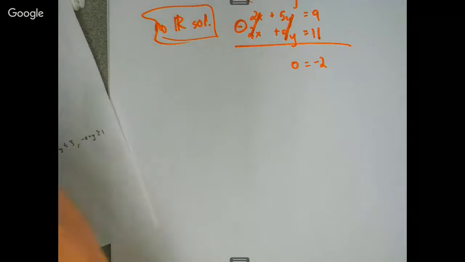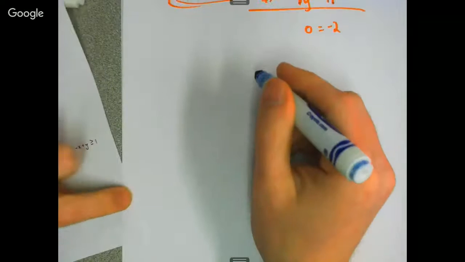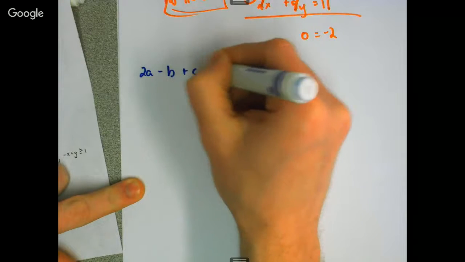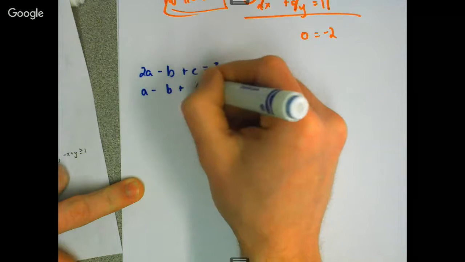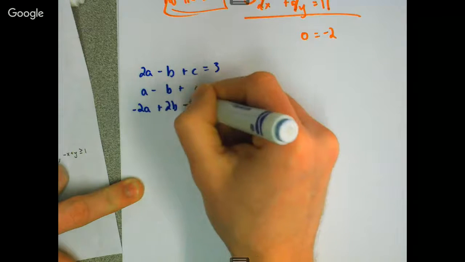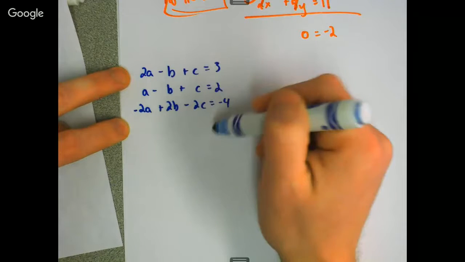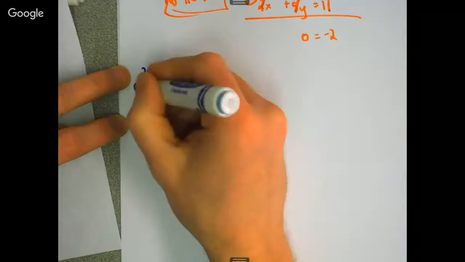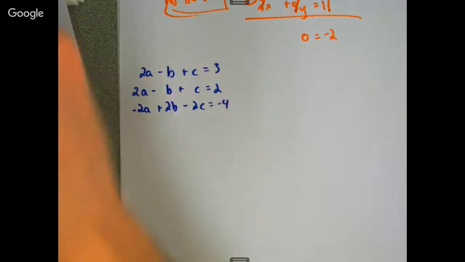All right, number 7 here. Number 7 is going to be a little tricky. So I'll have 2a minus b plus c equals 3. A minus b plus c equals 2. Negative 2a plus 2b minus 2c equals minus 4. Again, we want to cancel one variable out of everything. And notice here that a's might be easiest to cancel, so we'll multiply the middle one by 2.